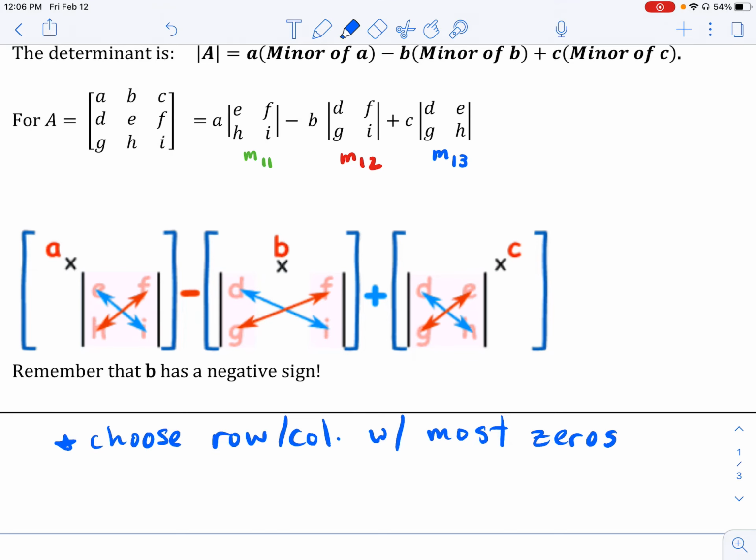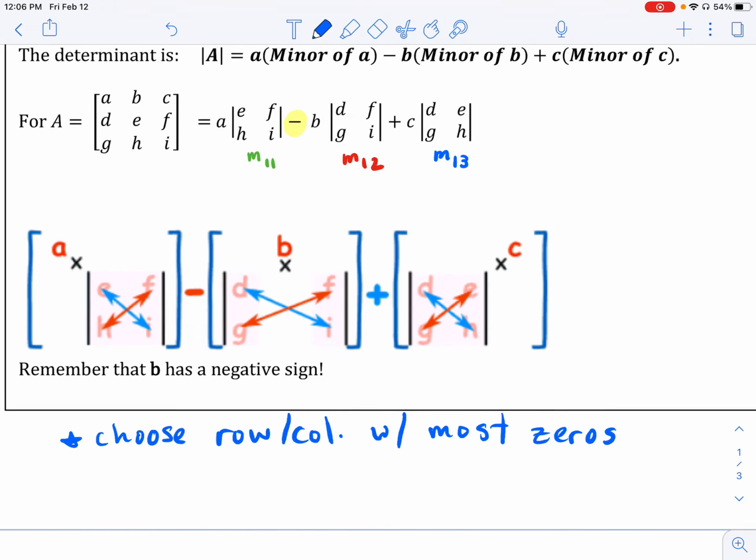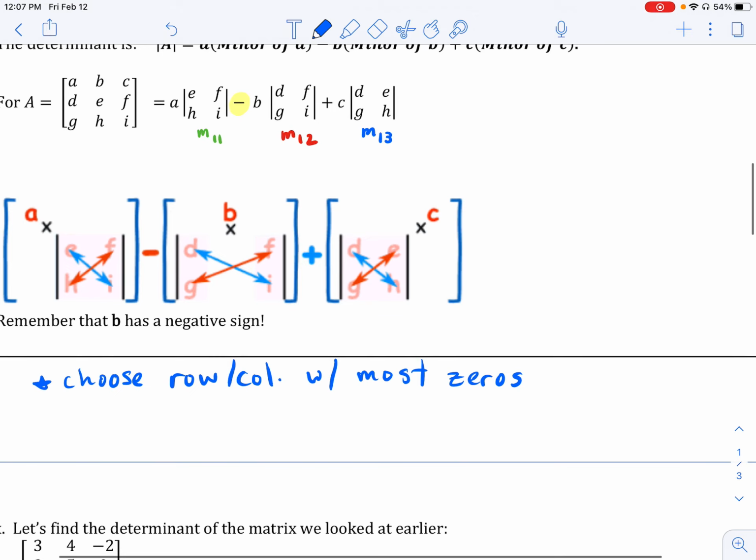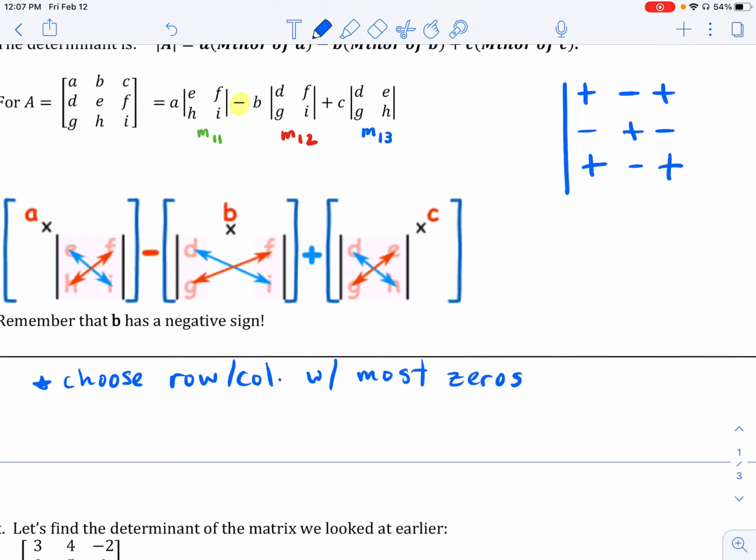Also, pay attention to the fact that I subtracted that b value here, and we want to make sure that we have alternating signs. This is effectively us working with a different application of the diagonals method. So something that I kind of draw out for students is to remember that we have a positive, negative, positive, and in the next row, we want to alternate the signs always. So your signs are going to look something like this, depending on which row or column that you choose.